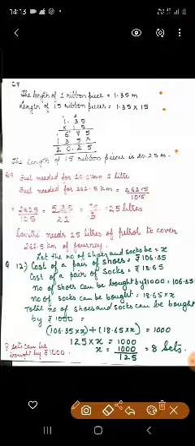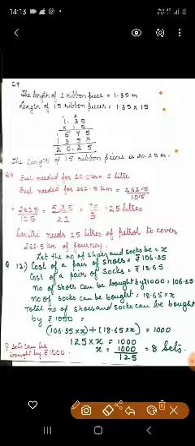How many liters of fuel does Savitri need if she has to cover a 262.5 kilometer journey? Now let us understand this question, children. Savitri has a car, and that car gives an average of 10.5 kilometers per liter of fuel. That means in 1 liter of fuel, the car can run around 10.5 kilometers.